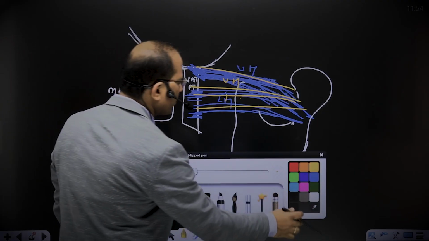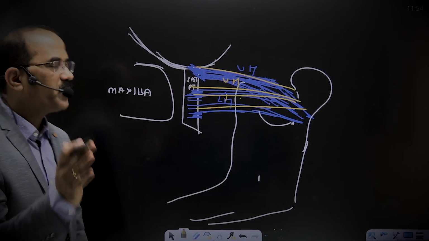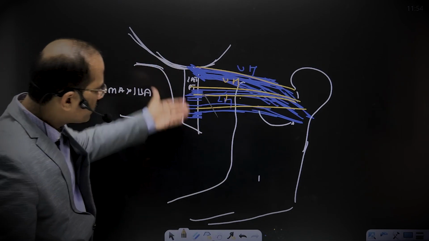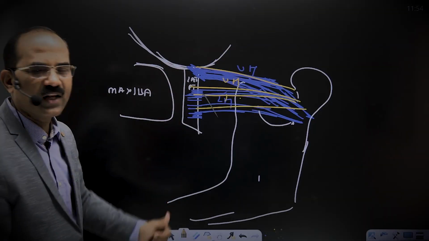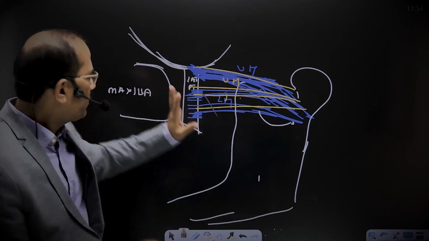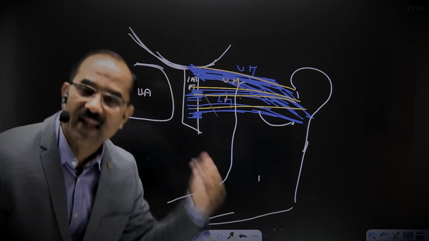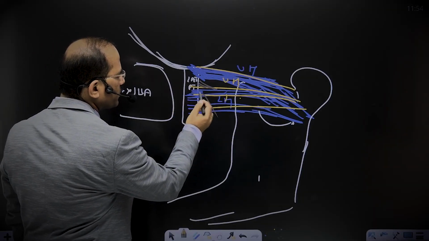So medial pterygoid has two heads. One head begins from, what is this plate? Lateral pterygoid plate. What is the surface of the lateral pterygoid plate that you're looking at? This is the lateral surface of the lateral pterygoid plate. The lateral pterygoid plate will have a surface inside. That's the medial surface of the lateral pterygoid plate.